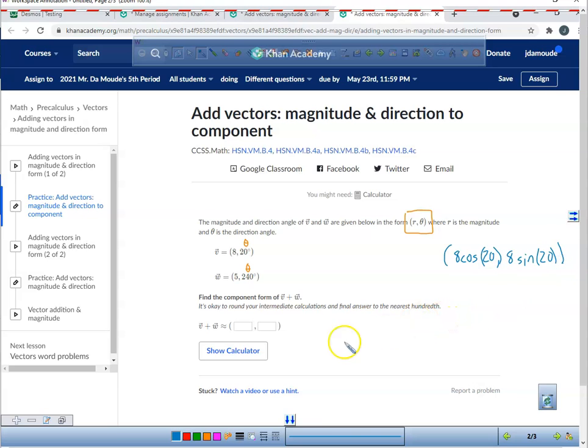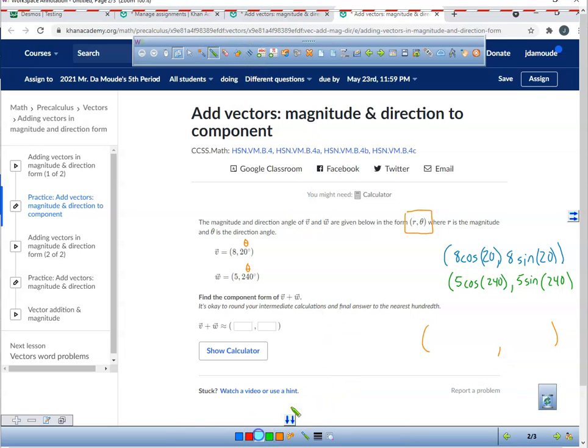Okay? And over here, for the other one, what am I going to put? 5 cosine 240 and 5 sine 240. And when I find these, what am I going to do in the calculator? I'm simply going to add these together in the calculator, and I'm adding these together in the calculator. And what does that give me?